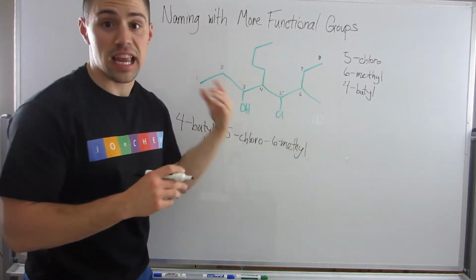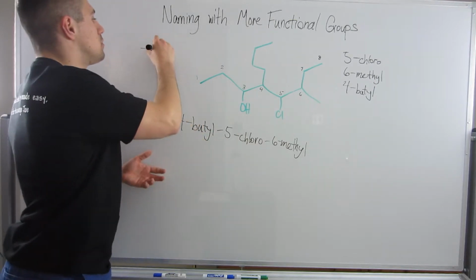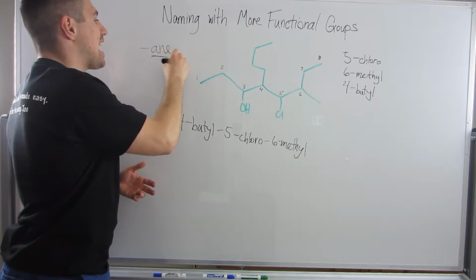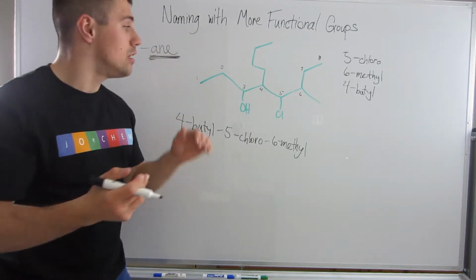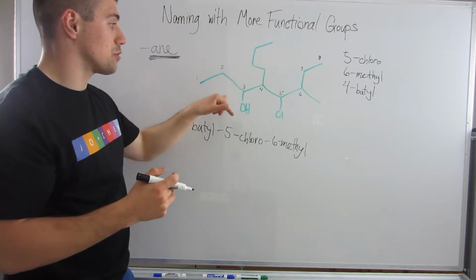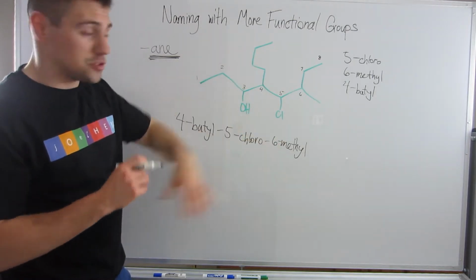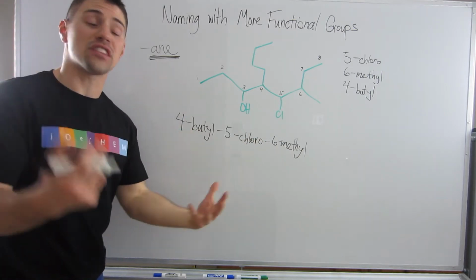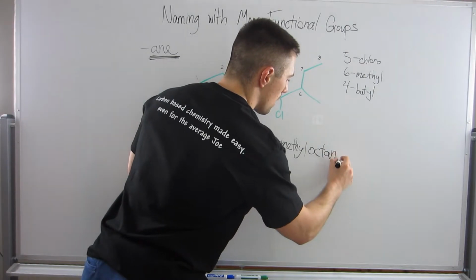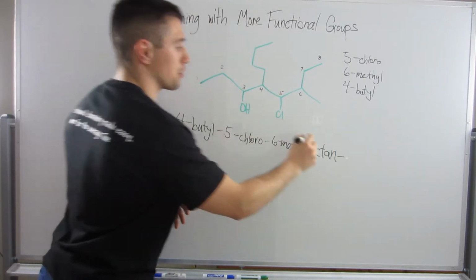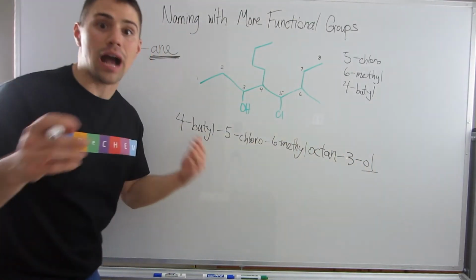Then here's where we start writing the parent chain. Our chain length is 8, so it's an octan, right? But remember, all the names we had been using before ended in a-n-e, because that was our highest priority functional group. Now, our highest priority functional group isn't an alkane structure. This is an alcohol, so our parent name needs to reflect that. So what we're going to say is octan-3-ol, because OL is the ending for alcohols, right?